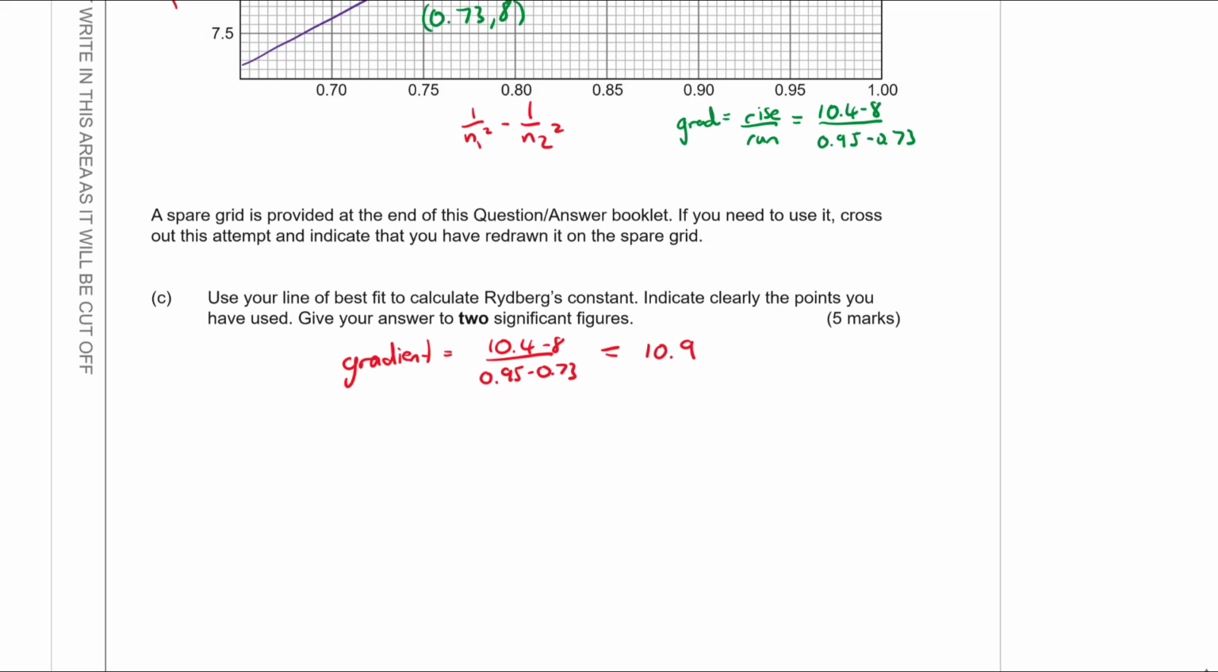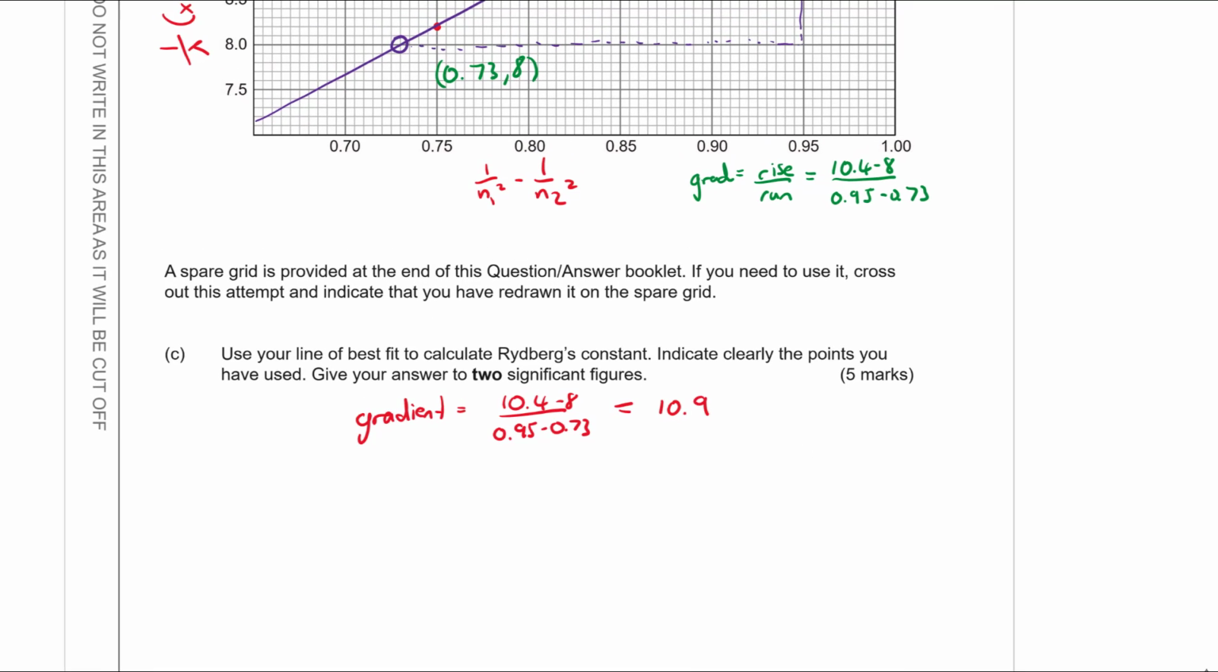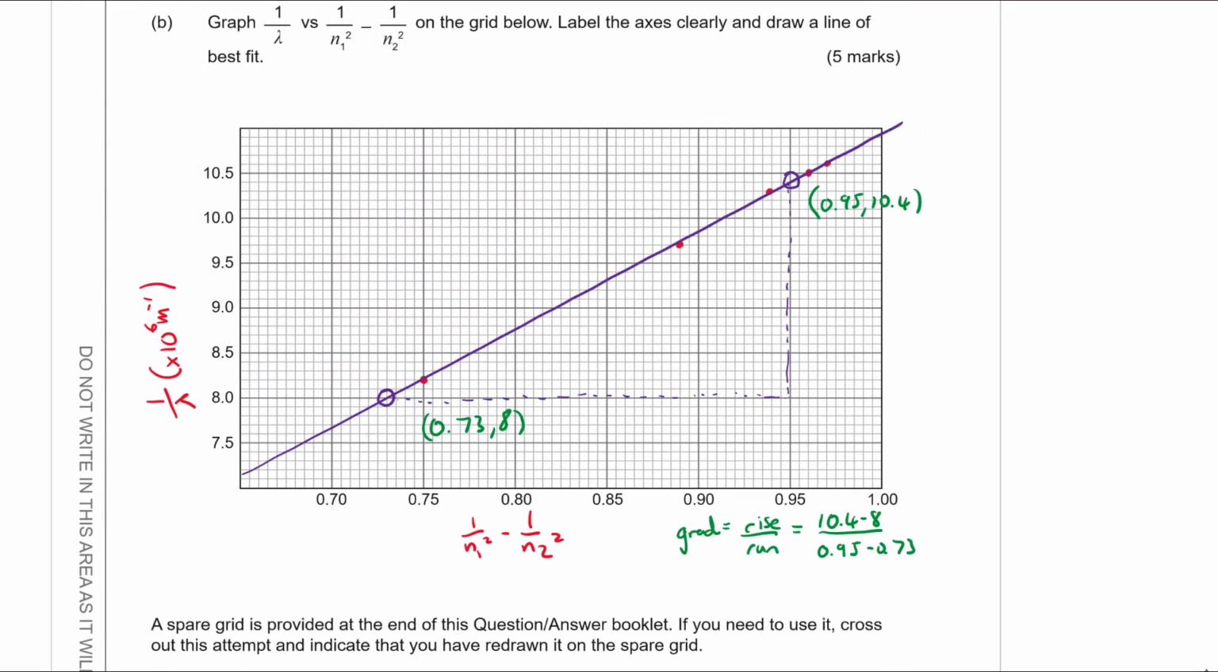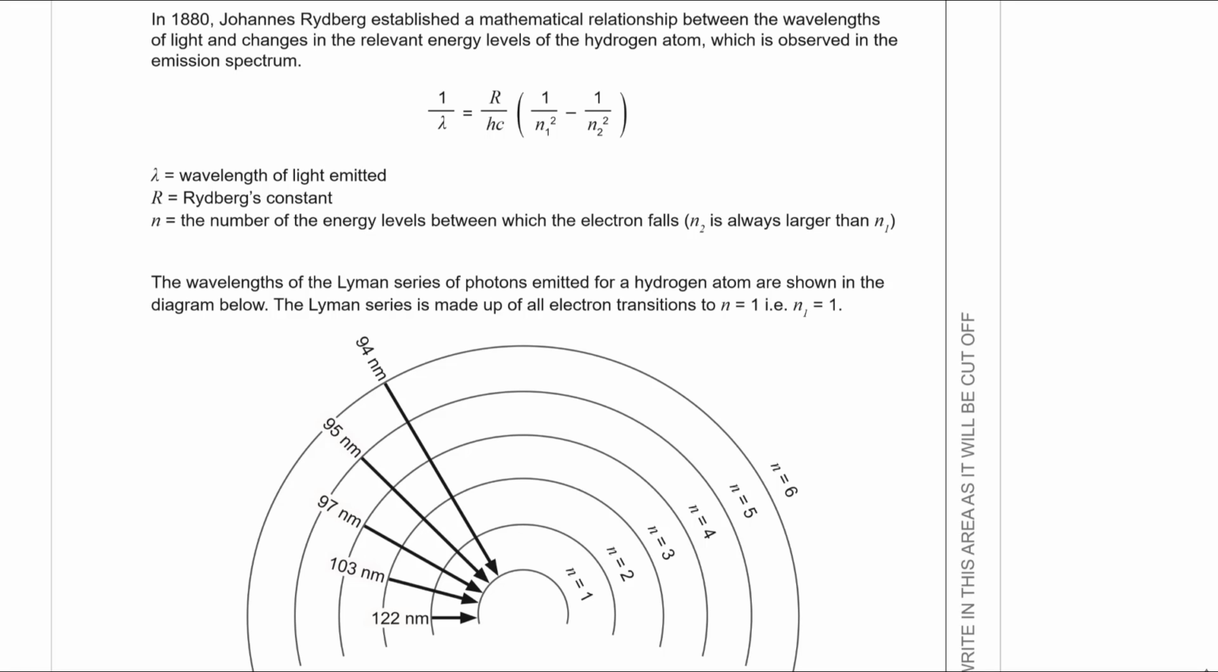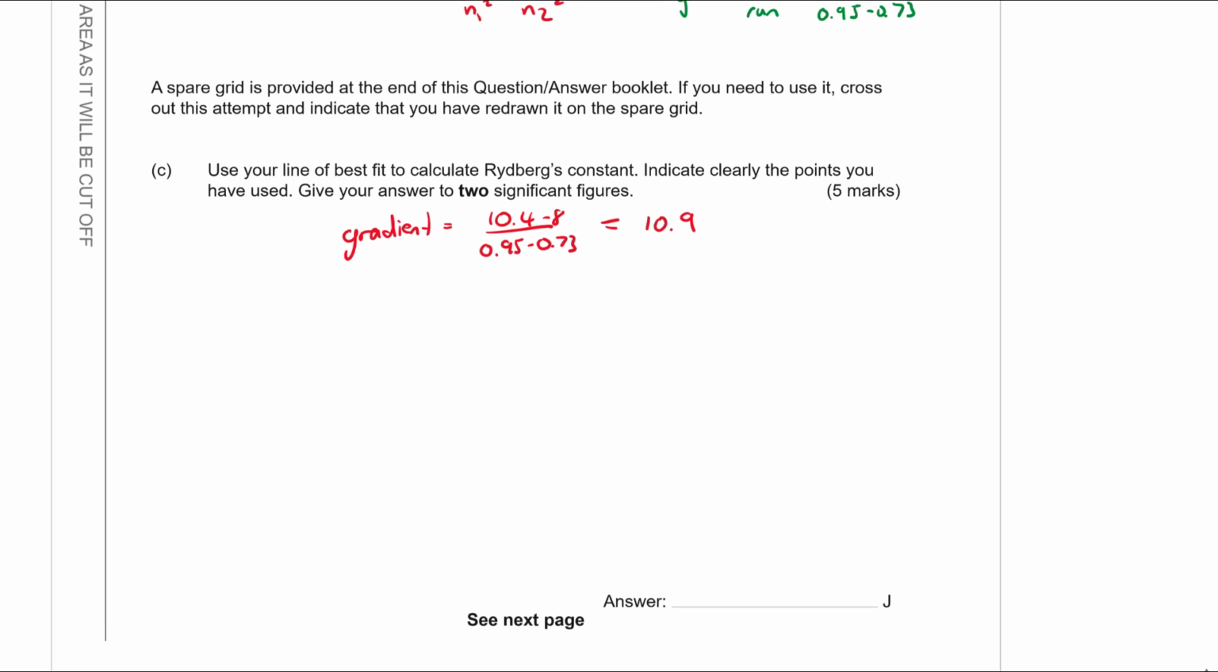Now that I have the gradient of my graph, how can I relate that to the equation to get Rydberg's constant? If we come up here to the top where we've got our equation, we plotted 1 on lambda on the y-axis, and on the x-axis we plotted this here. That would mean that our m value, or the gradient, is going to be equal to R on hc. So the gradient is equal to R on hc. Therefore, R is going to be equal to the gradient multiplied by hc.